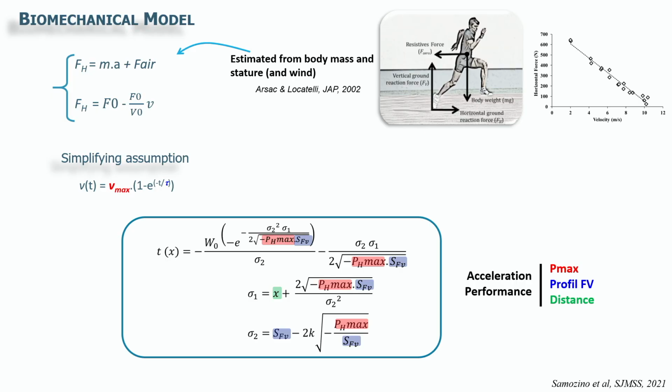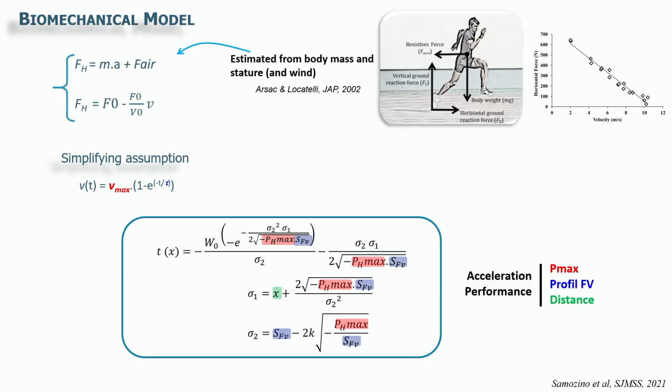It depends on maximal power, on the orientation of the force-velocity profile, of the force-velocity curve, and on the sprint distance. The advantage of this model is that we can play with each parameter independently from the others. So we can change the Pmax and see the change in performance. We can change the orientation of the force-velocity curve without changing the position, and see if it affects the performance.